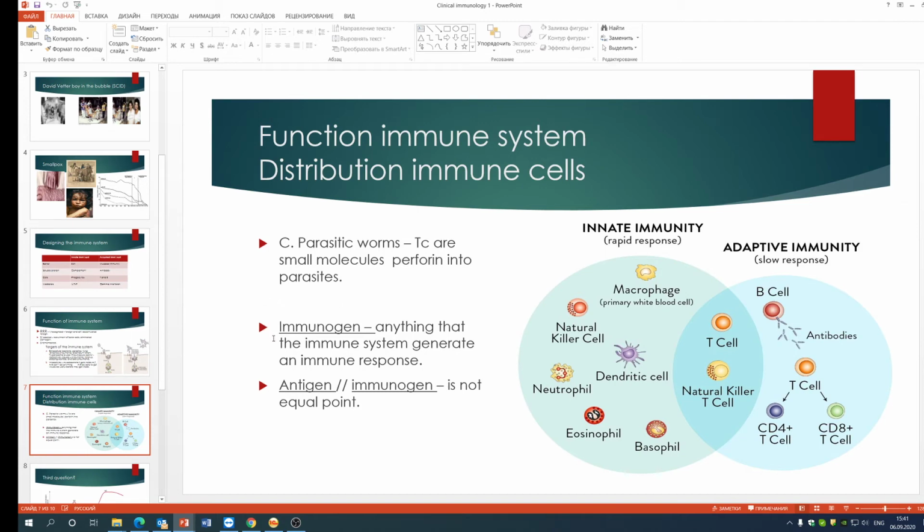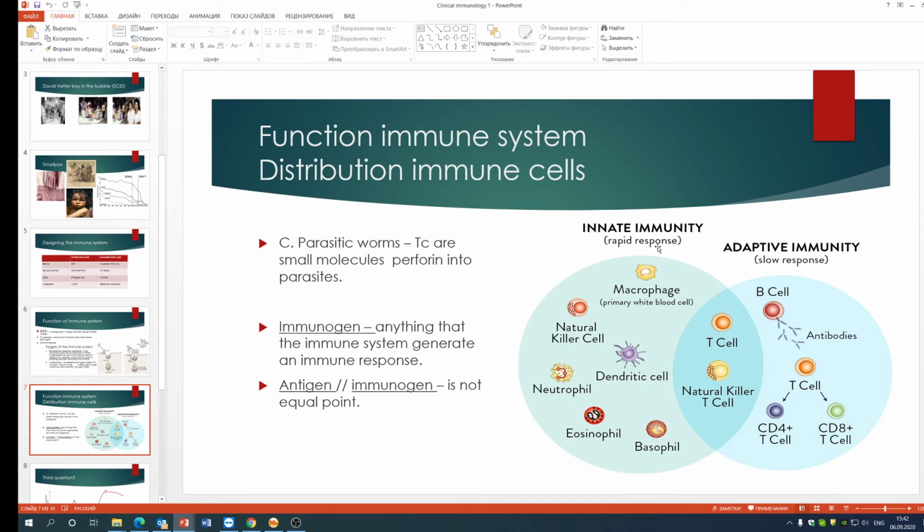Another piece of knowledge: what is an immunogen? Anything that the immune system responds to and generates an immune response. An antigen and an immunogen are not equal, because sometimes substances have antigen function but are not able to take an immune response.